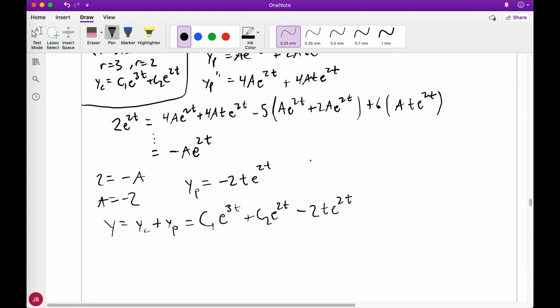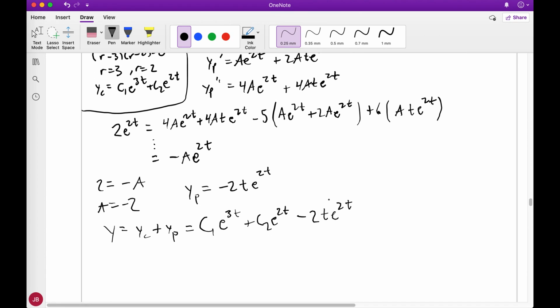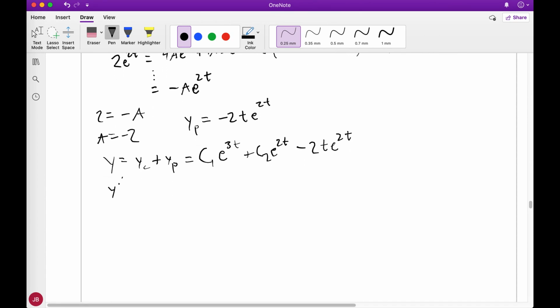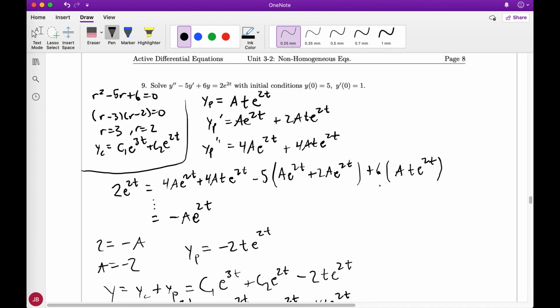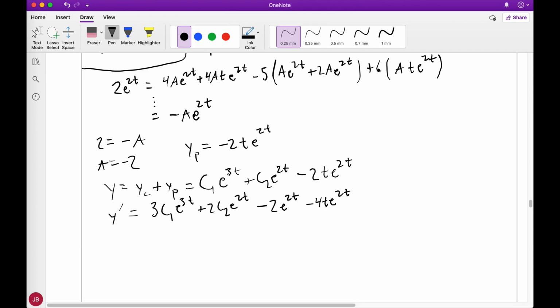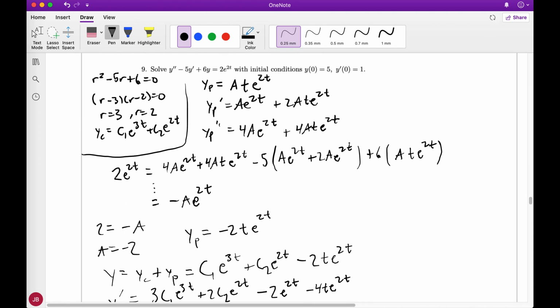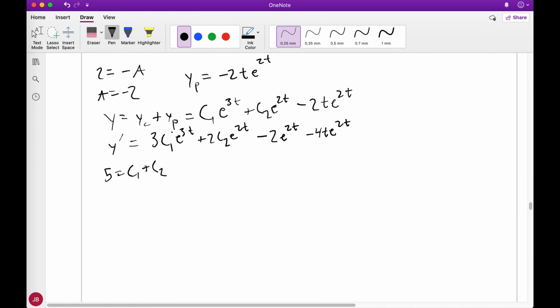All right. And now what we need to do is use the initial data to solve for c1 and c2. Right? So we're going to need y prime. So I'll leave this to verify. It is, okay. And so going back to the initial data, 5 is what I get when I plug in 0 into just y. So notice if I plug in 0 for t here, I get c1 plus c2, and now here I have a factor of 0, so that'll just go away. So I get 5 equals c1 plus c2, and 1 is what I get when I plug in 0 for t into y prime.